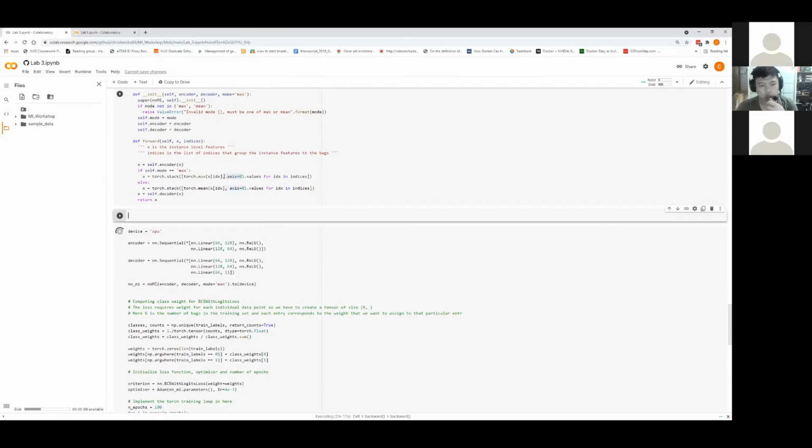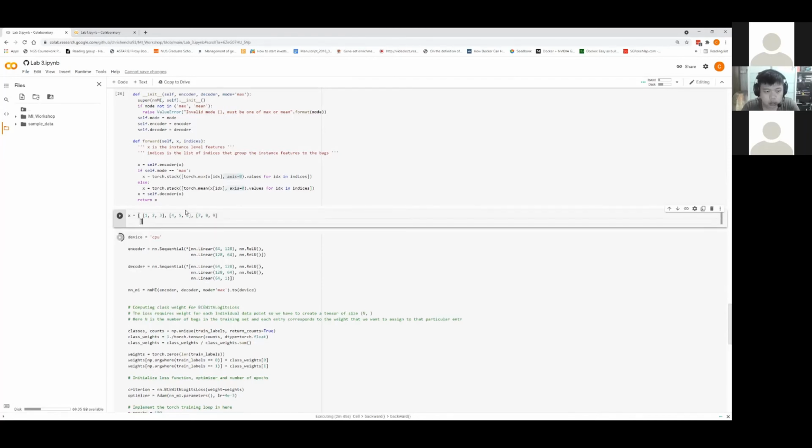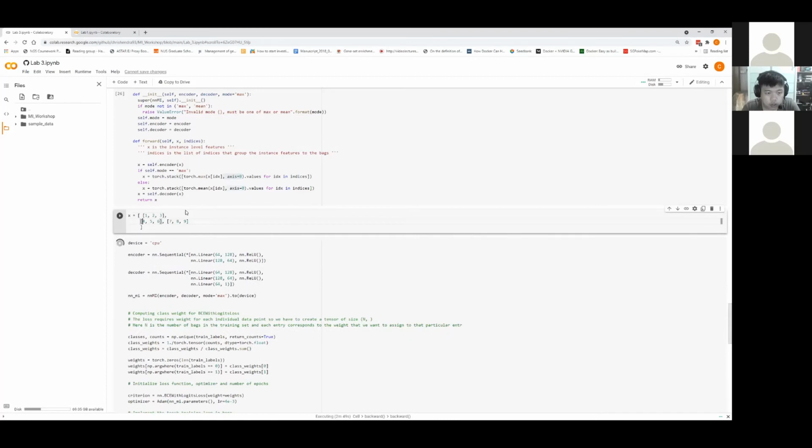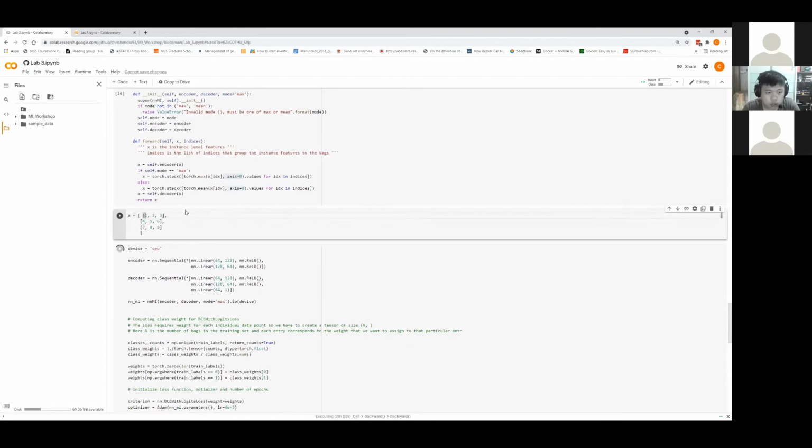That means, suppose you have a bag containing 3 instances. For simplicity, suppose each instance is described by just 3 numbers. The first instance is 1, 2, 3. The second instance is 4, 5, 6. The third instance is 7, 8, 9. So you have 3 instances here, each described with the same length vector. First, you pass all these instances through an encoder function.